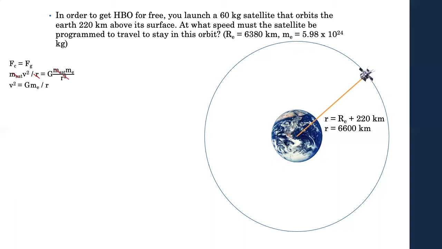You'll notice that a couple variables here cancel out, the mass of the satellite, as well as one copy of the radius. So we have v squared being equal to the gravitational constant times the mass of the Earth divided by the radius of separation. 7, 7, something, something. 7, 7, something, something sounds right.